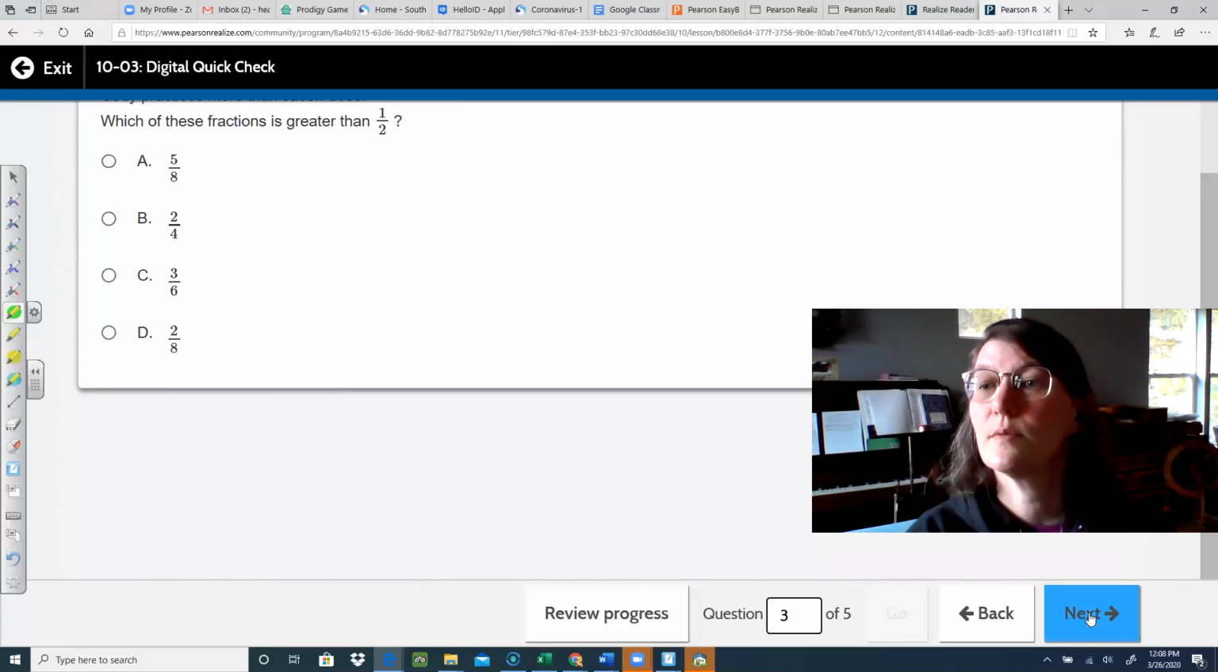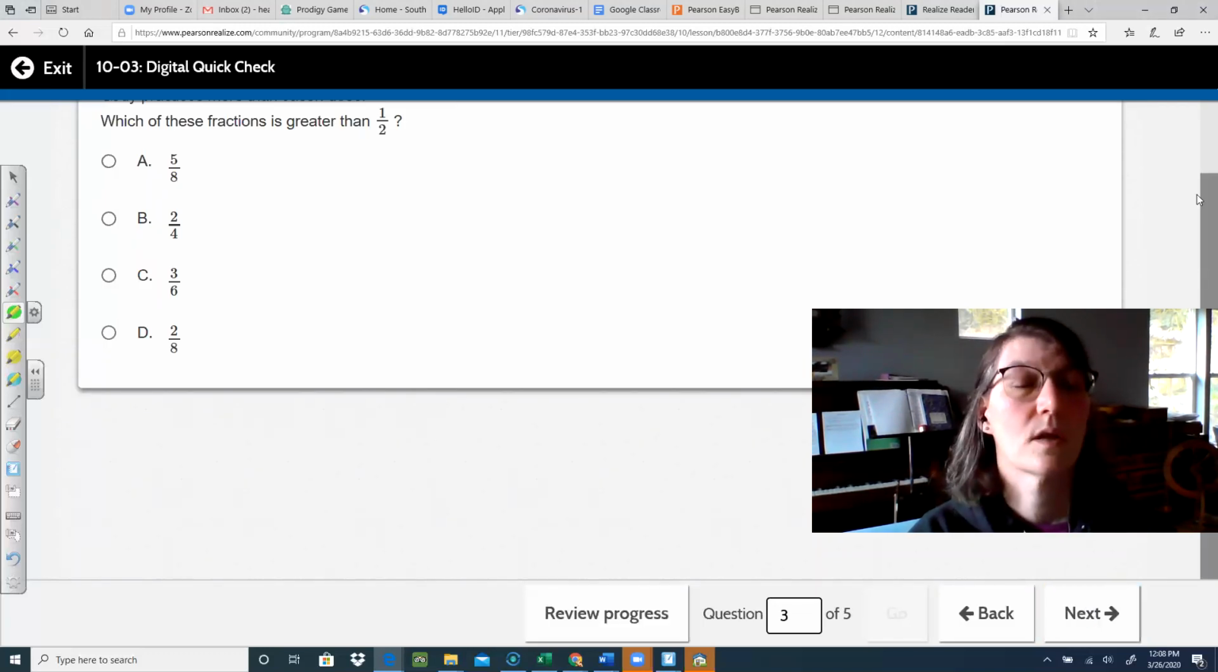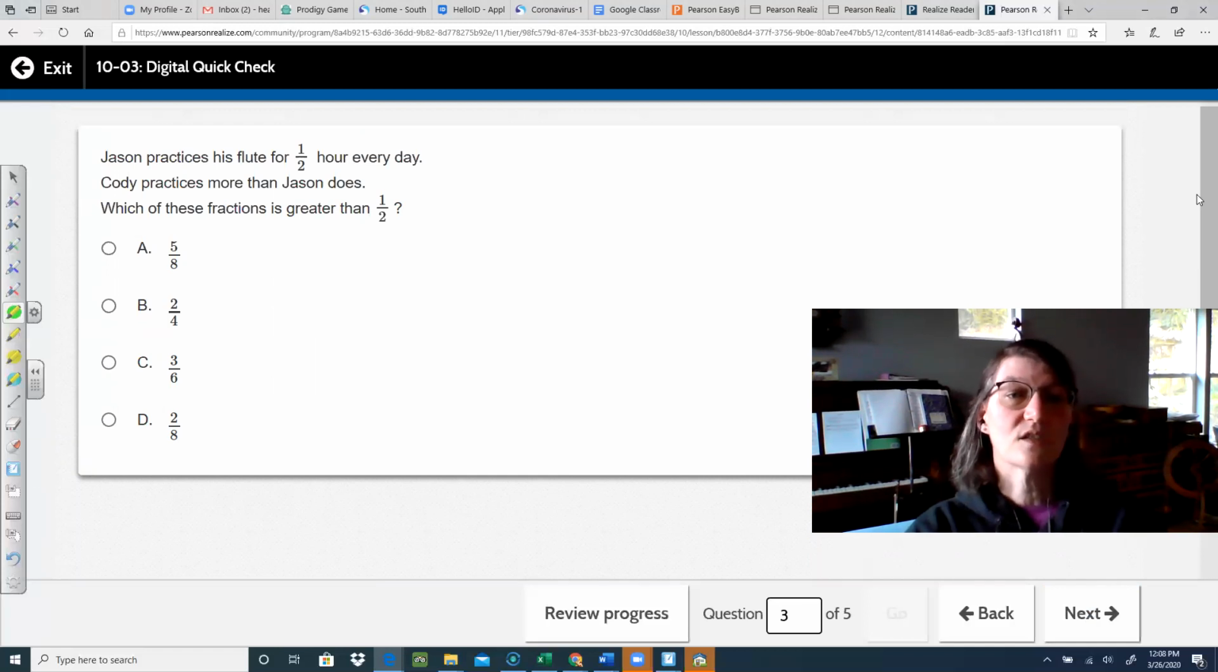Okay, now I gotta slide up to see the top part. Jason practices his flute for a half hour every day. Cody practices more than Jason does. Which of these fractions is greater than half? If it helps you to go back and look at some of the number lines we did in our spiral earlier, that might be a good strategy that you can use. So you're looking for a fraction larger or greater than half.